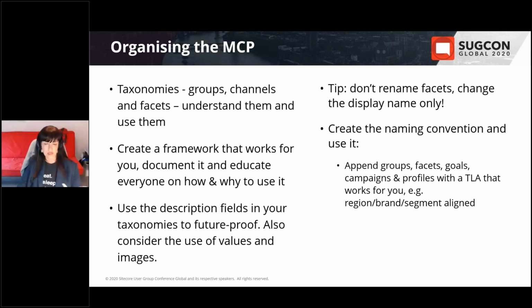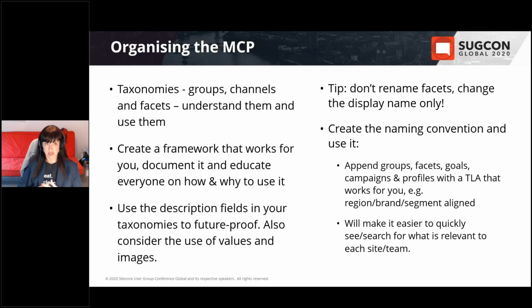So it might be the region, the brand, the segment, or the channel. Whatever it is, it doesn't matter, use it. This will make it so much easier for your teams to see what they're looking for, either in the marketing control panel, in the engagement analytics, or marketing automation, or anywhere else. And they can also search for it. It means they can search for all the things they're looking for. So there are really good reasons for doing this.